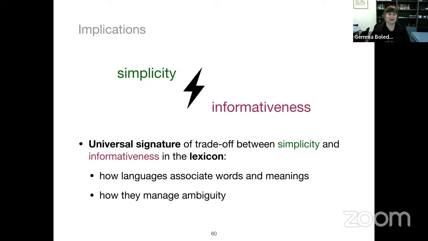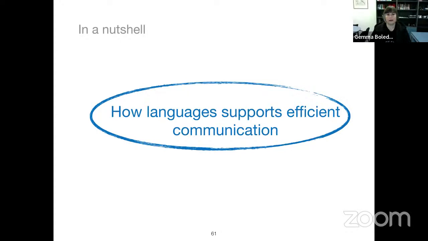And so in a nutshell, what we have done is to provide further insight into how languages support efficient communication.